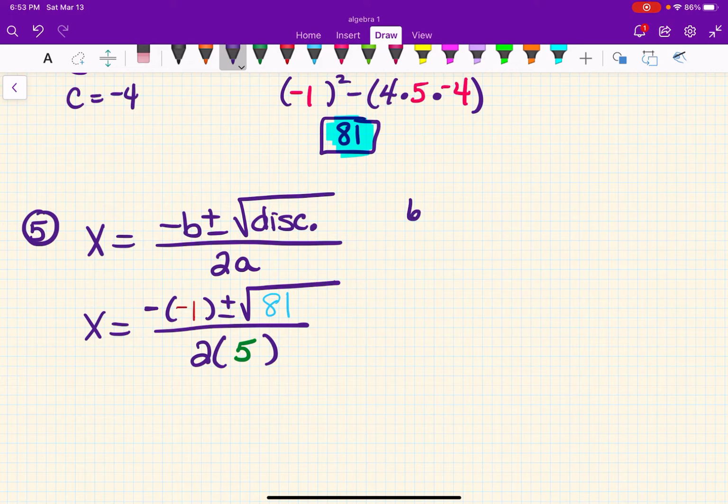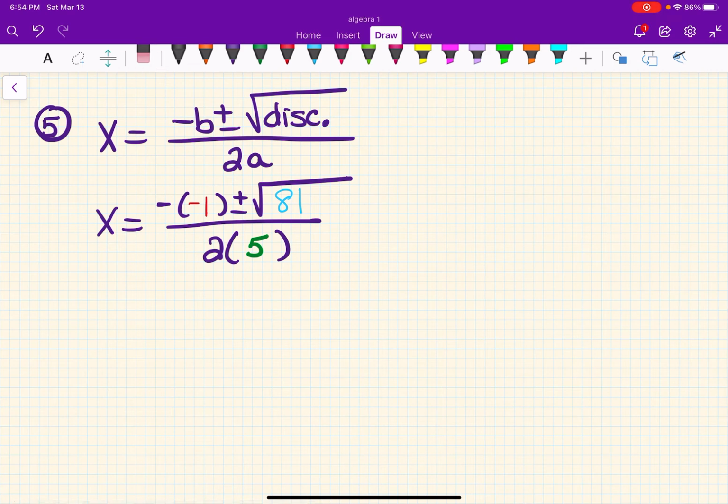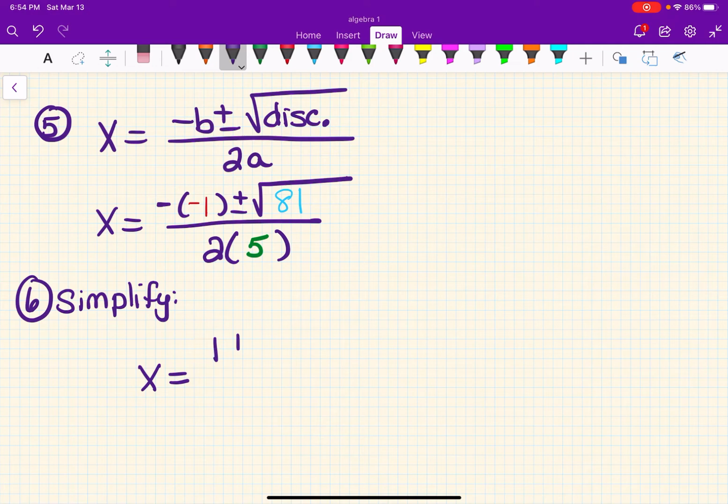Step 6 is to simplify. So let's simplify this as much as I can. Actually, I'm going to write below because it's easier to work down instead of left to right. So I'm going to look at this and simplify it as much as I can. So it's x equals, well, negative negative 1 is a positive 1, plus or minus, the square root of 81 is actually 9, so I'm going to put 9 here, and 2 times 5 is 10.